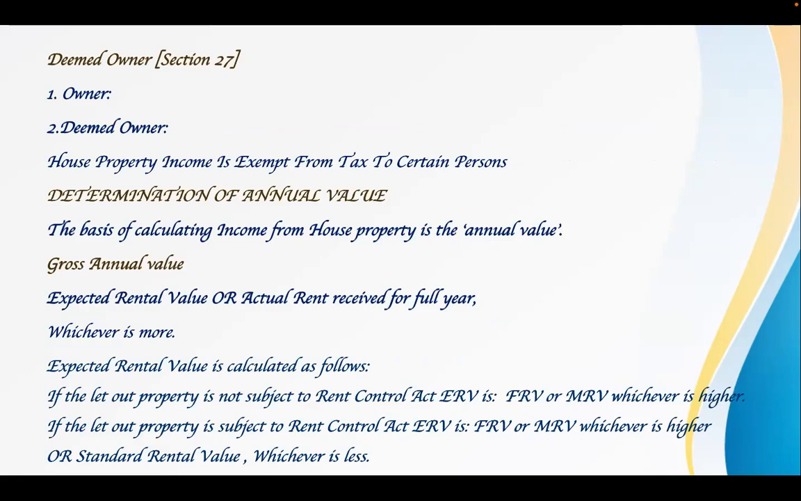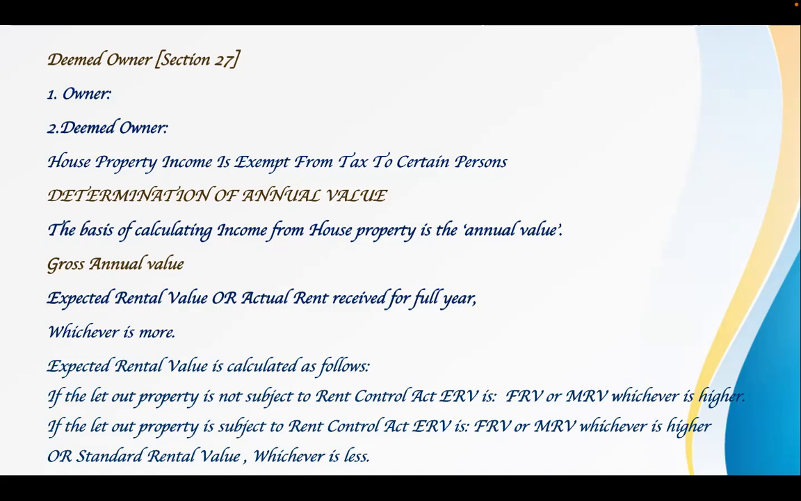As a deemed owner, house property income is exempted from tax for certain persons: one self-occupied house, occupation of an ex-ruler, income from farmhouse property, income from local authority property, property income of an approved scientific research association, property income of a sports association, property income of a registered trade union, property income of a political party, and income from house property used for charitable purposes.